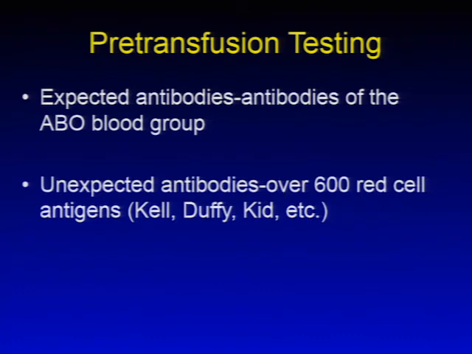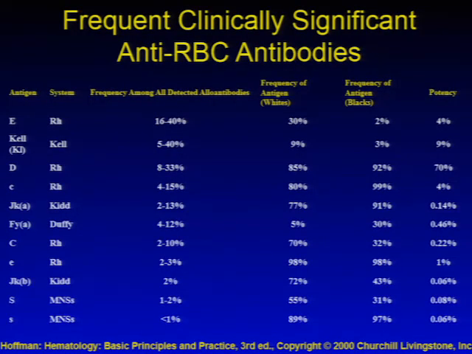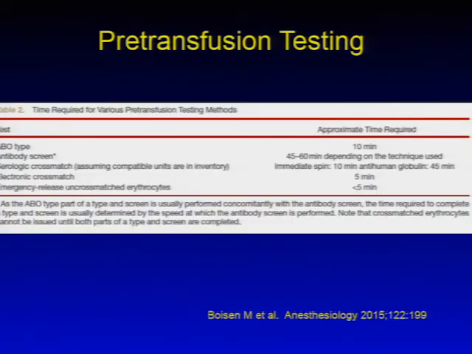Pre-transfusion testing looks at the expected antibodies of the ABO blood group type, and there are also all these different antibodies. There are over 600 red cell antigens, such as Kell, Duffy, and Kidd, and I'll talk a little bit more about those that the screen can pick up on. These are some of the other frequently encountered clinically significant anti-red blood cell antibodies that can potentially be picked up by doing these screens.